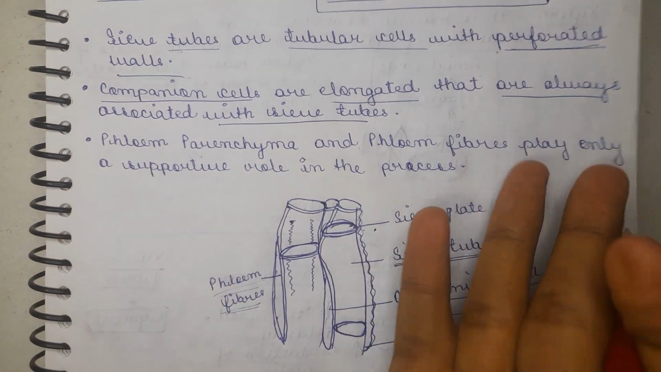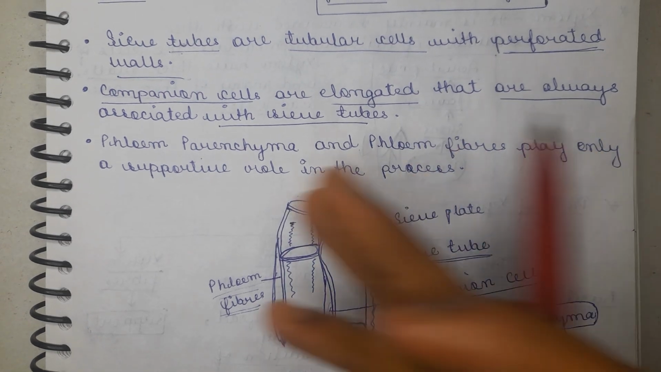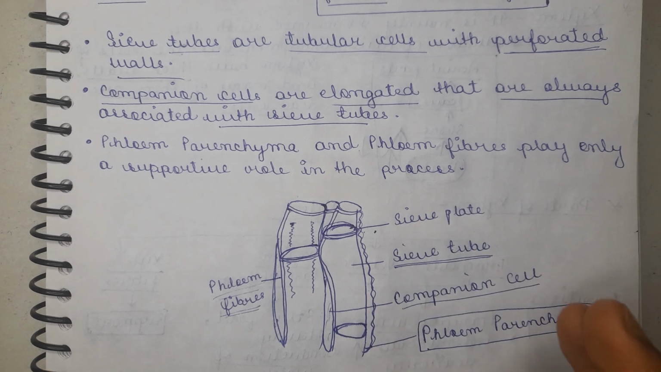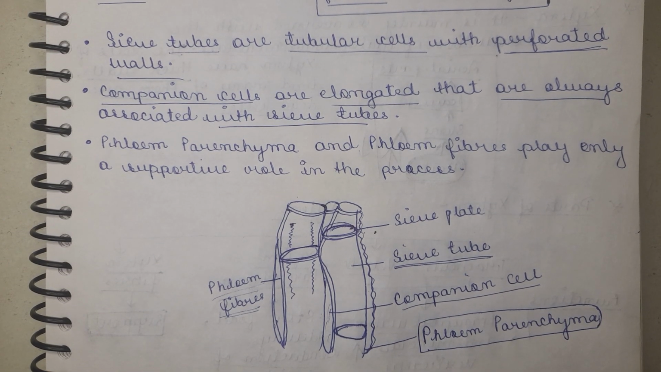Now, phloem parenchyma and the phloem fiber play only a supportive role in the process, and they mainly give structure, or stability, to the plant.